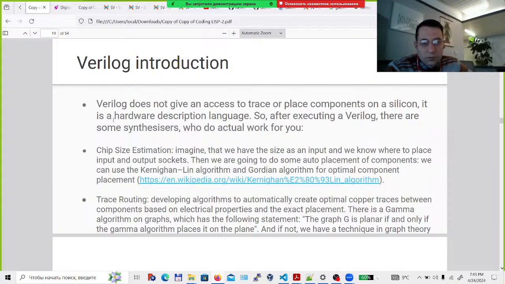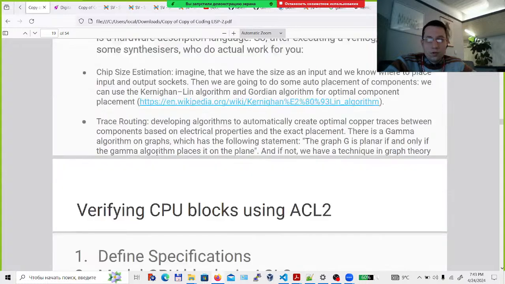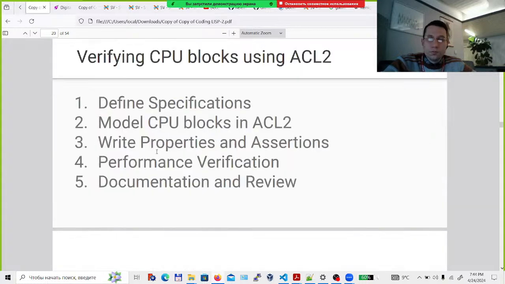The graph G is planar if and only if the gamma algorithm places it on the plane. And if it's not, we have a technique in graph theory which allows you to split it into layers. This topic is implemented inside popular software, and usually the user has no idea what's going on inside the synthesizer. So let's focus on Verilog.